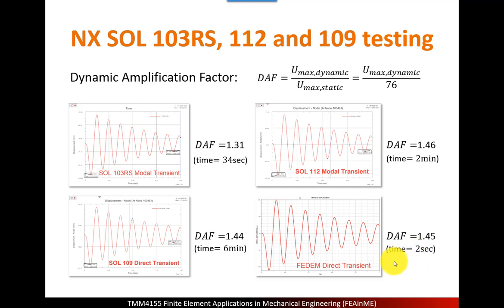It's not really fair to compare these numbers because SOL103 RS is calculating the mode shapes in advance, and FEDEM is doing the model reduction in advance. That means FEDEM is doing the component mode synthesis, so during the simulation FEDEM is only calculating the displacements in the triads or supernodes. That's why this one is extremely fast. It's designed for mechanism simulations.